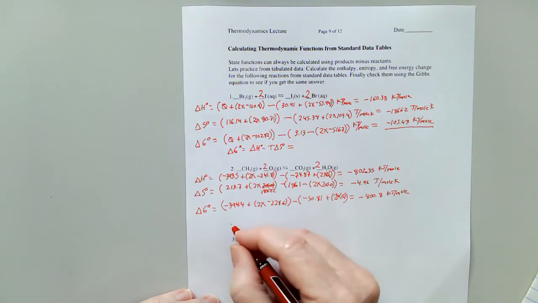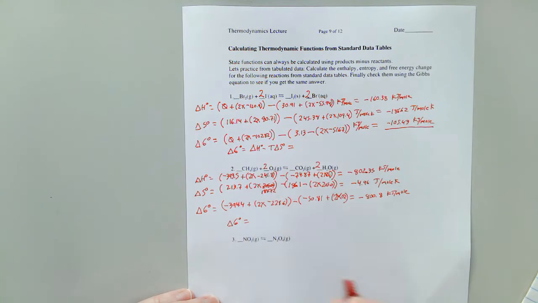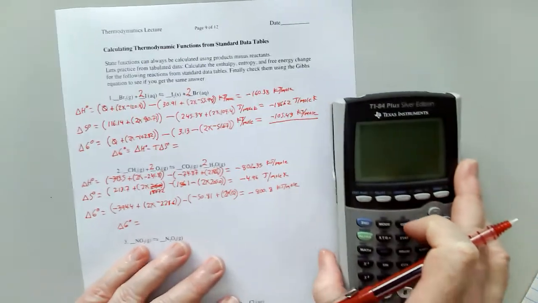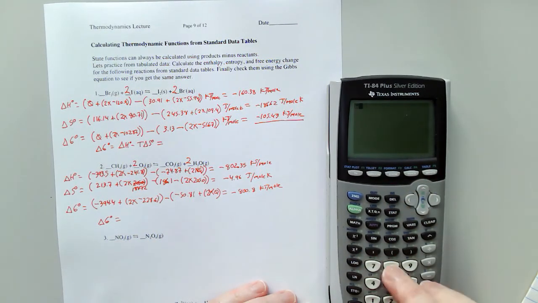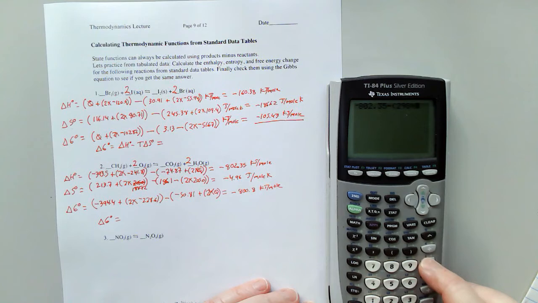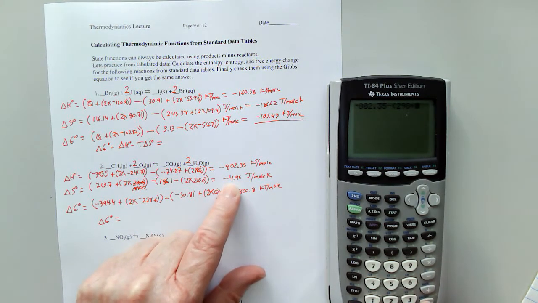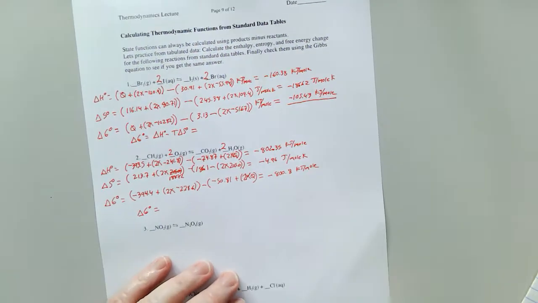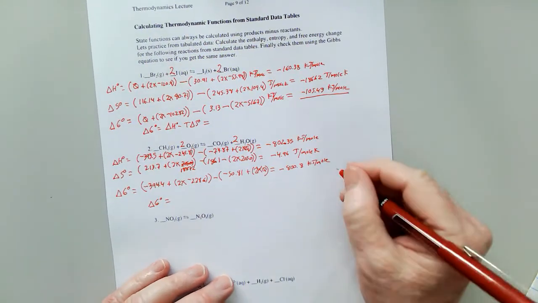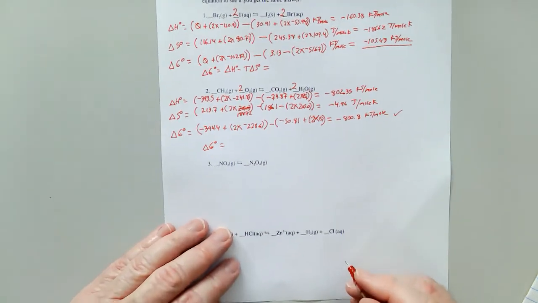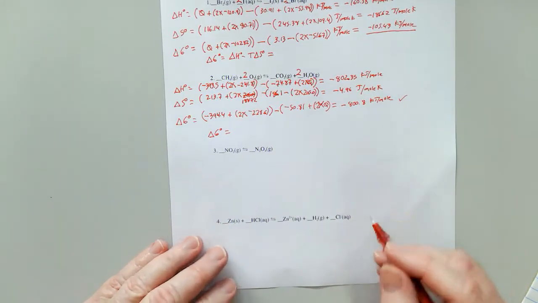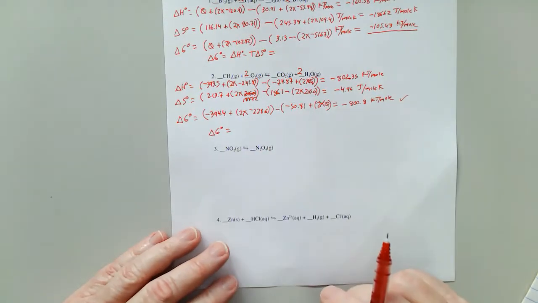So, let's check it. Delta G naught equals, and I'm going to run all of that through my calculator using the Gibbs equation: negative 802.35 minus parentheses 298 times, and I'm going to divide this by 1,000, so negative 0.00496, close the parentheses, and I'm getting negative 800, so I'm happy with that. That is checking out. Okay. All right. So hopefully you can go on and try the next 2 of these.